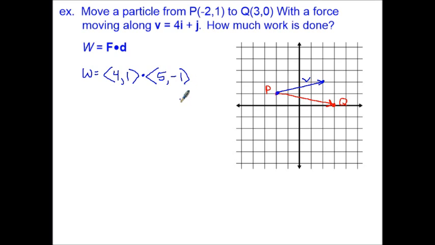Alright, so there's our two vectors, and again, just doing the dot product is 4 times 5 plus 1 times negative 1. So basically I have 20 minus 1, so the work is 19. Now granted, here we don't have any units to work with, so I'm just going to stop at the 19 and not try to label it. But anyway, there you go.